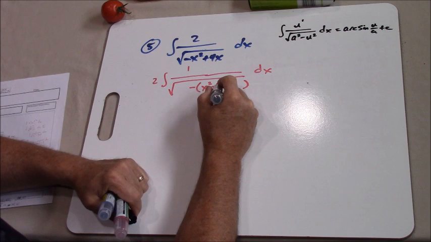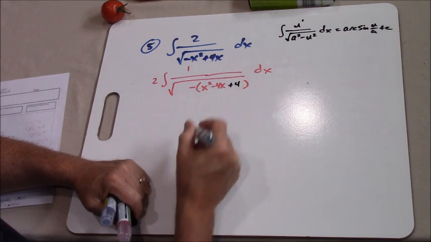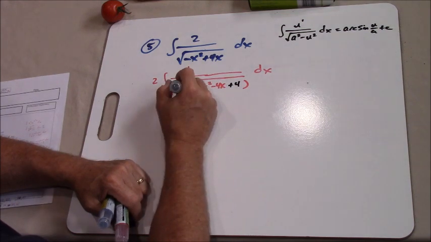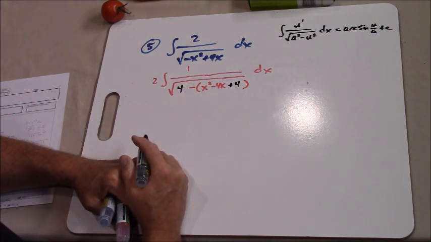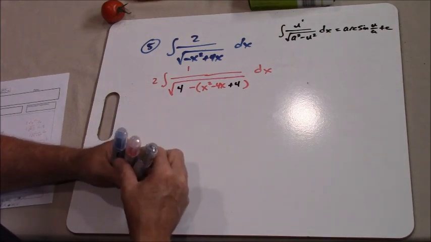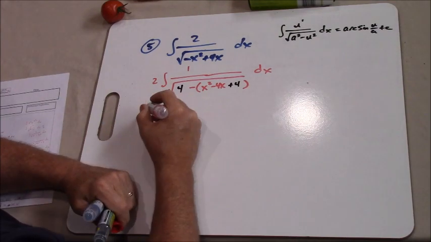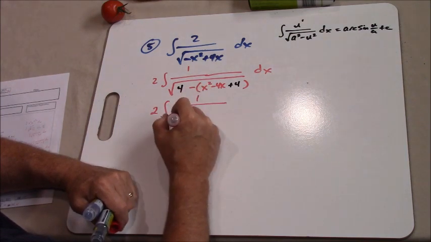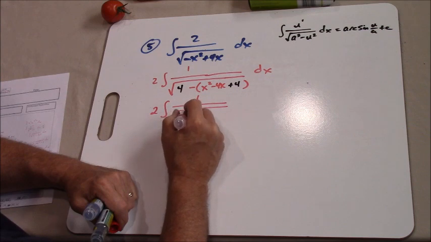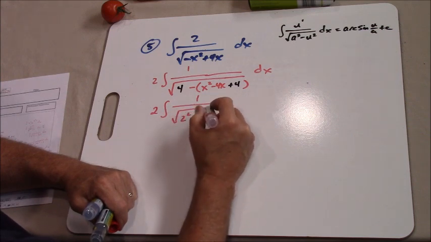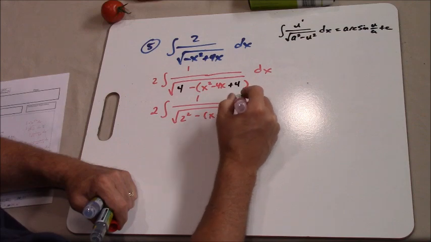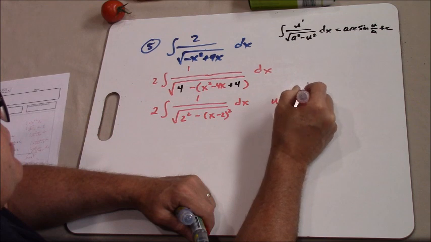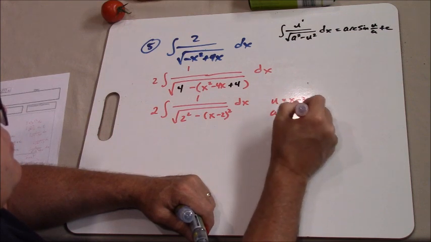So now I need to complete the square. Half of this would be negative 2. Square it, you get a positive 4. I really just subtracted 4, which means I need to add 4 here. And so now what I have is 2 times the integral of 1 over the square root of 2 squared minus, this will be x minus 2 squared dx. So my u value is x minus 2, my a value is 2.